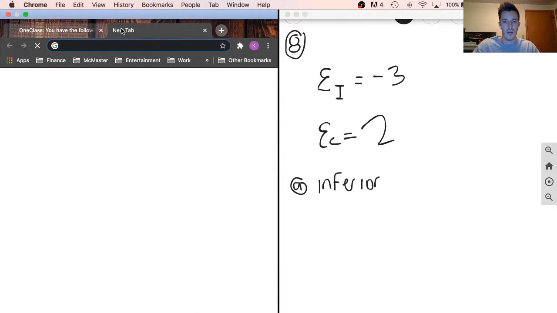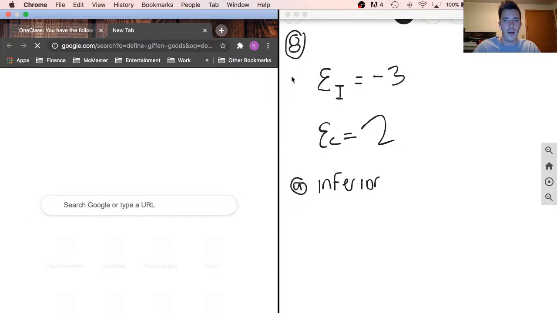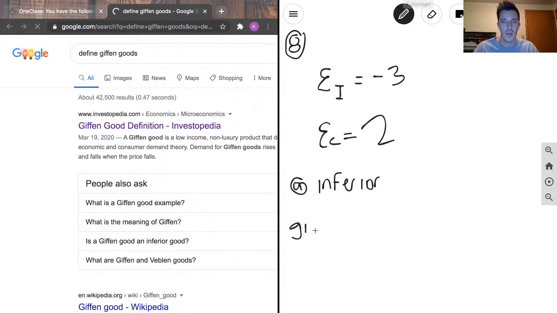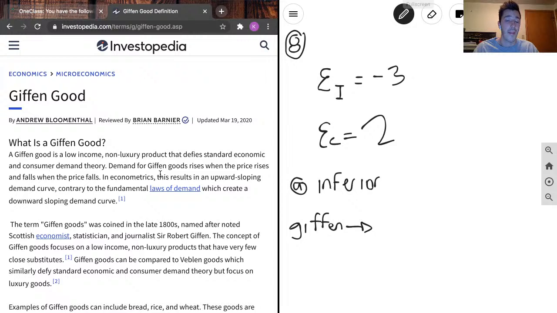The one thing I was maybe going to mention is a Giffen good here. It may be worth defining for future reference. From what I remember, they're a very rare occurrence. So they're low income and non-luxury, and it's more of a phenomenon than anything.